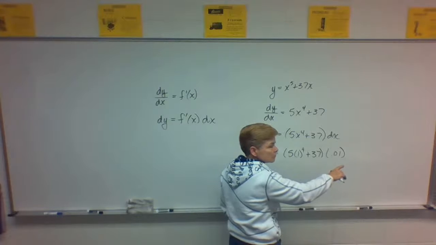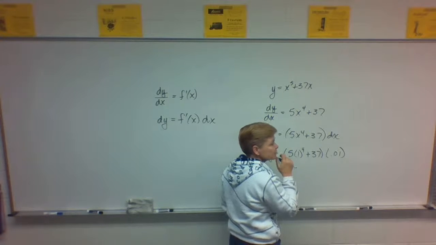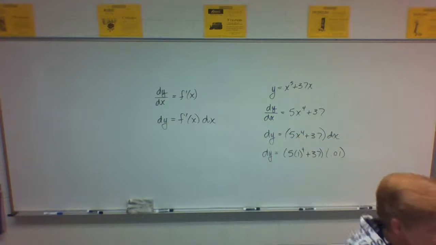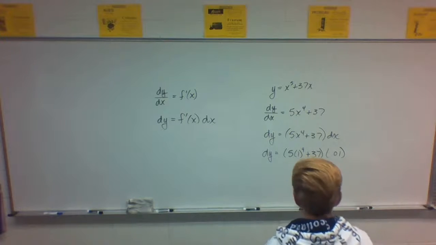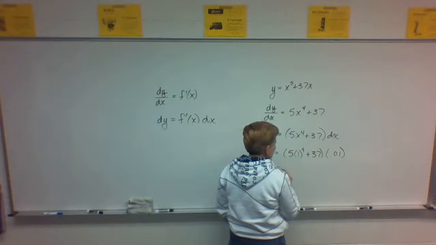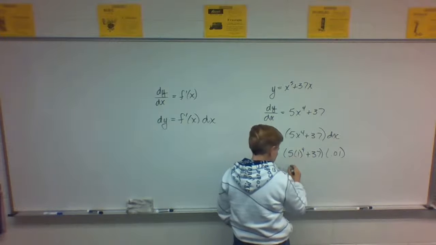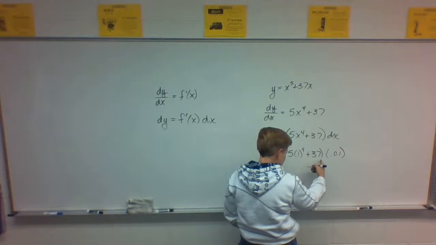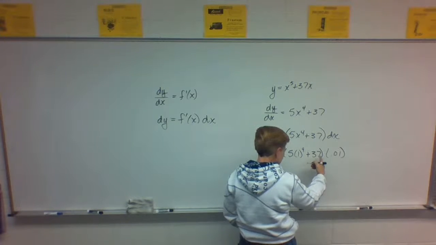From the derivative, why not the original? Because we're using linearization still, we're using the line to approximate this. So anyway, it's going to be 5 plus 37, right? What is that? 42. 42 times 0.01?